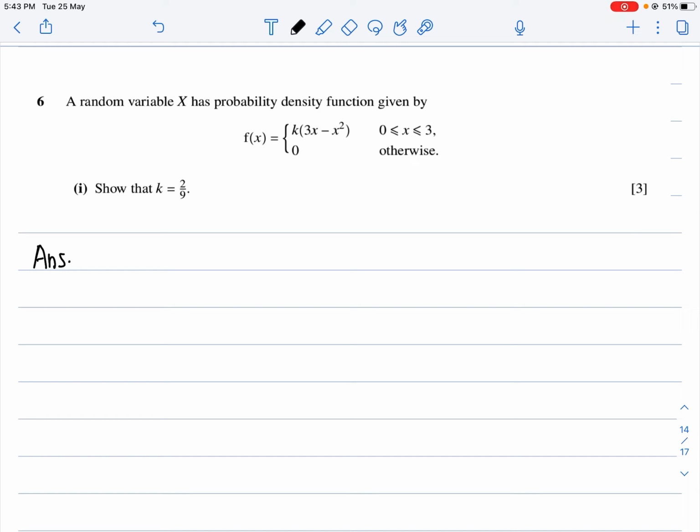So as you can see, there's a random variable x that has a probability density function given by this, correct? Now we need to show that k is equal to 2 by 9. So let's say I integrate the function. I write k outside, and I write 3x minus x square dx. And I write my limits, the minimum limit to the maximum limit. And I know that because it's a probability density function, my total area will be 1.